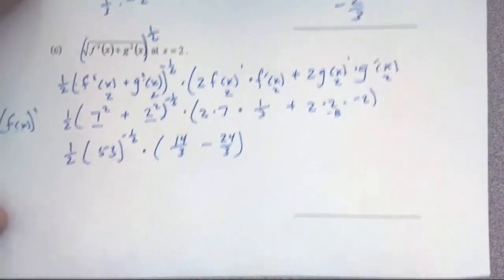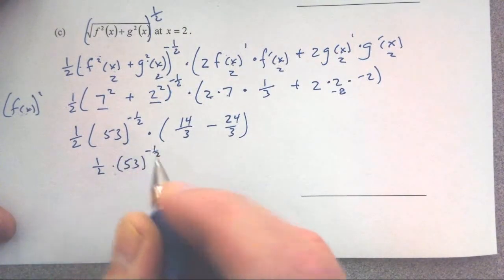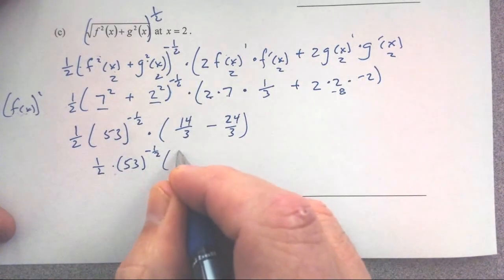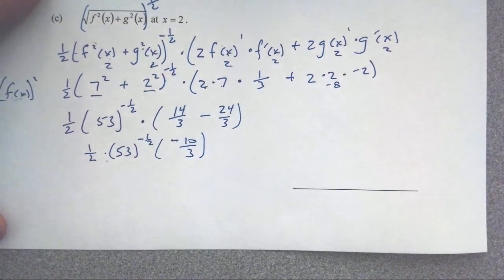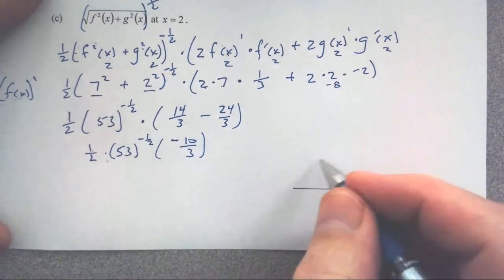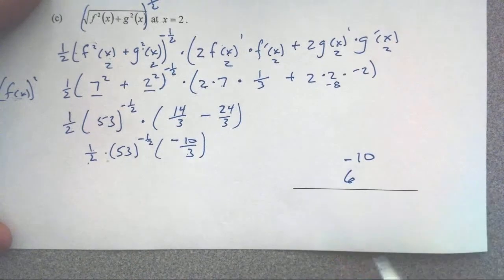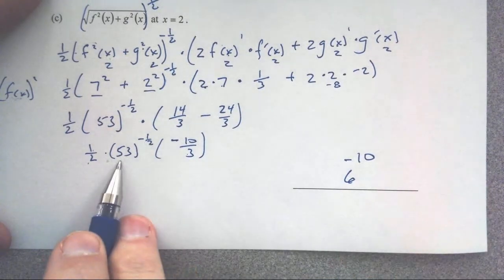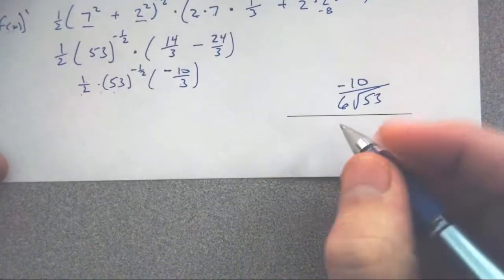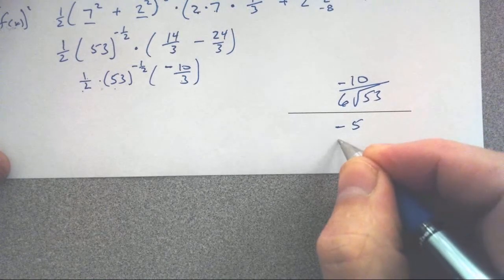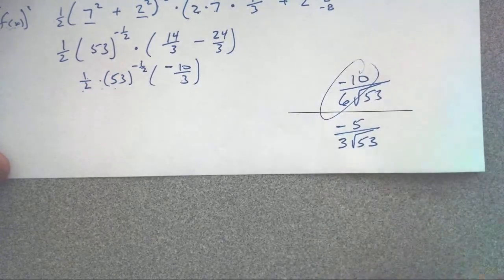24/3. So I get 1/2 times 53 to the negative 1/2 times negative 10 on 3, all multiplied. So what's going to stay in the numerator? The negative 10. In the denominator, I've got a 2 times 3, 6. Shouldn't have written it there because I'm going to simplify that. In the denominator, we started with square roots, end with square roots. I've got a square root of 53 for a final answer of negative 5 on, when I divide by 2, 3 root 53. Yes, that would be a deduction. We need to have that.